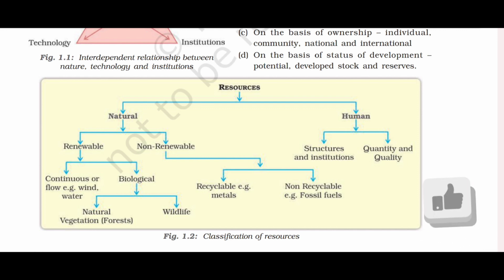In this chart, you can see the classification of resources, that is natural and human. In natural, there are renewable and non-renewable. In human, it is divided into structures and institution, quantity and quality. In renewable resources, it is continuous or biological, and biological is classified into natural and wildlife. In non-renewable, it is classified into recyclable and non-recyclable.